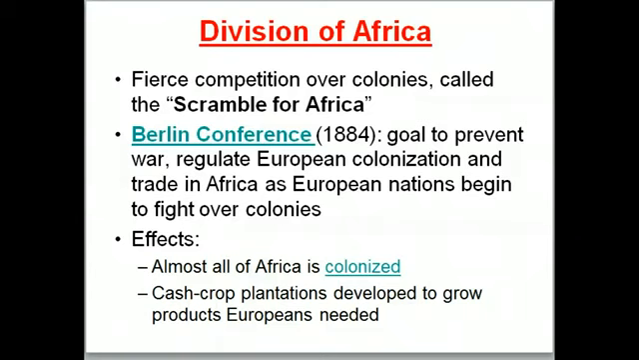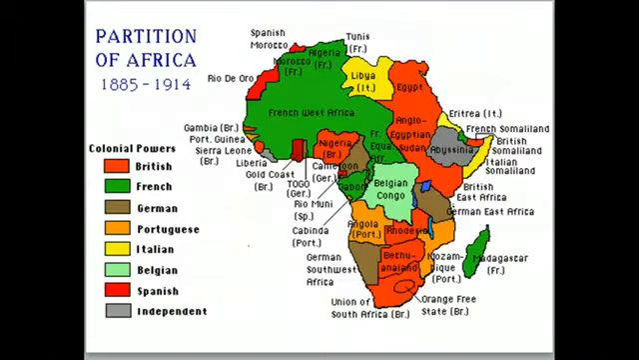And so they end up having the Berlin Conference. Otto von Bismarck calls everybody together in Berlin and then says, we need to figure out a way to divide up Africa. And so they're going to actually take a map of Africa and draw borders on it. They want to prevent any wars from happening. There had been a couple wars between European nations. They want to regulate European colonization, who gets what, and trade, so that we don't have fights. So the effects are almost all of Africa is colonized, and they start developing those cash crop plantations, which really change the native economies. So here's our map of Africa from 1884, our Berlin Congress.